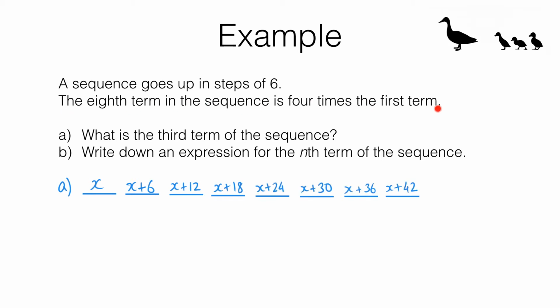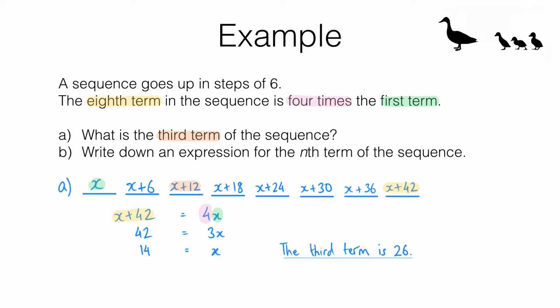Now we can use this next bit of information. The 8th term in the sequence is 4 times the first term. That means the 8th term, x plus 42, is 4 times the first term. 4 times x is just 4x. Now that's an equation we can solve. If I subtract x from the left-hand side and the right-hand side, I get 42 equals 3x. And if I now divide both sides of this by 3, I get x on the right, and that equals 14. Now, we weren't looking for x, we were looking for the 3rd term, which happens to be x plus 12. So if x is 14, the 3rd term here is going to be 14 plus 12, which is 26.